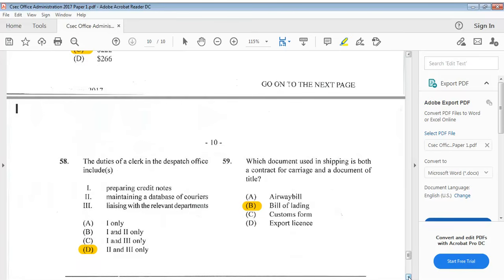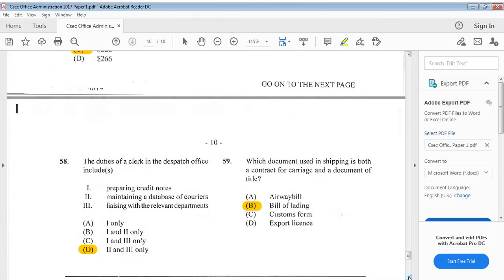Let's move on to number 58. The duties of a clerk in the dispatch office include 1. Preparing credit notes, 2. Maintaining a database of couriers, or 3. Liaising with the relevant departments. Is it A, 1 only, B, 1 and 2 only, C, 1 and 3 only, or D, 2 and 3 only? So we know our answer would be D, 2 and 3 only. Maintaining a database of couriers and liaising with the relevant departments.